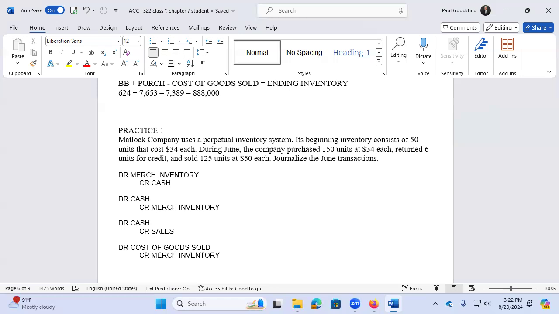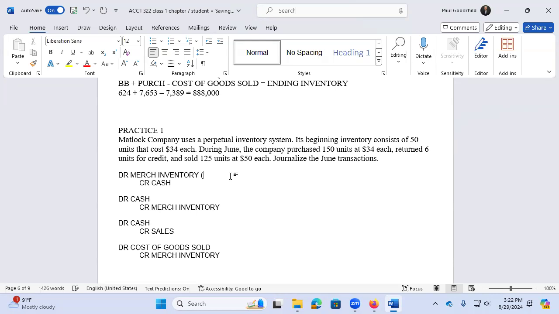Does anybody need another minute? That's okay if you do, just give me a little. Everybody good? Okay, so let's walk through these. So the first thing that happens, remember, it says it uses a perpetual inventory system. When it's asking you for journal entries, remember anything from the balance sheet for assets, liabilities, and equity that does not apply to any of the other statements.